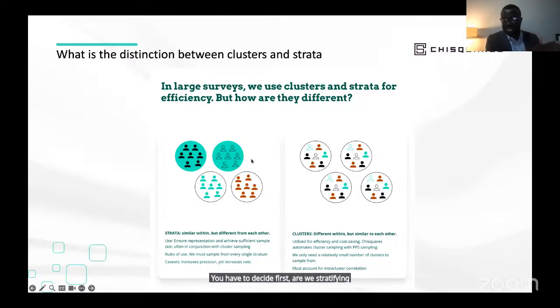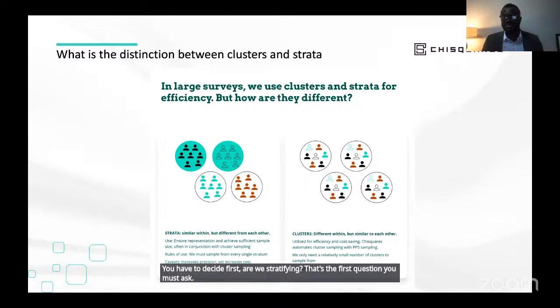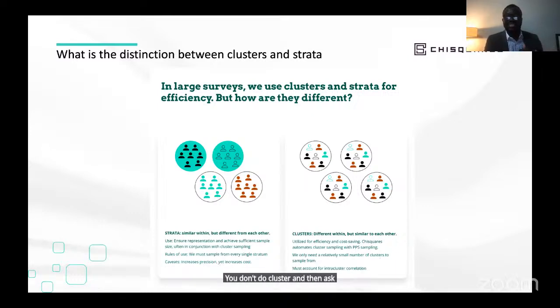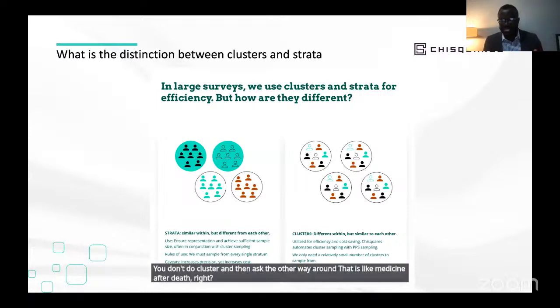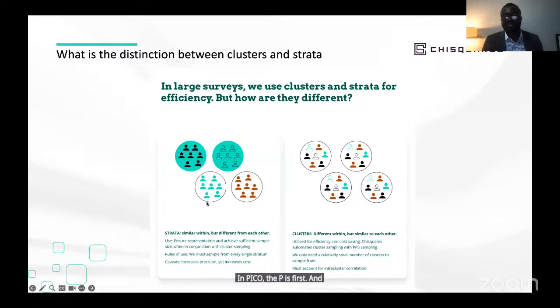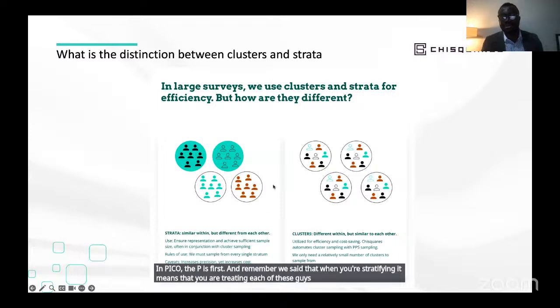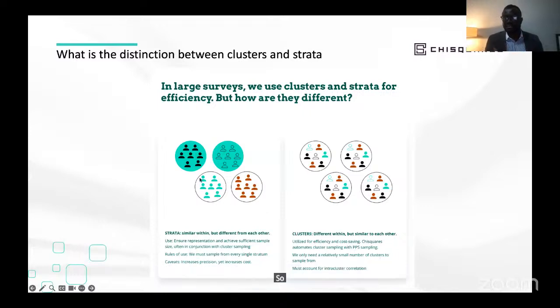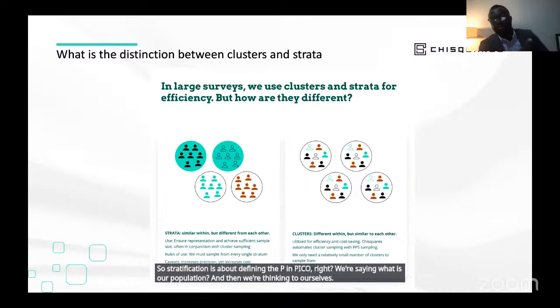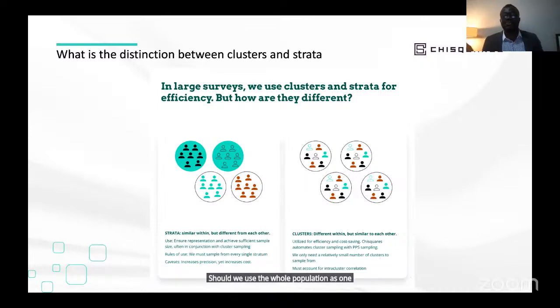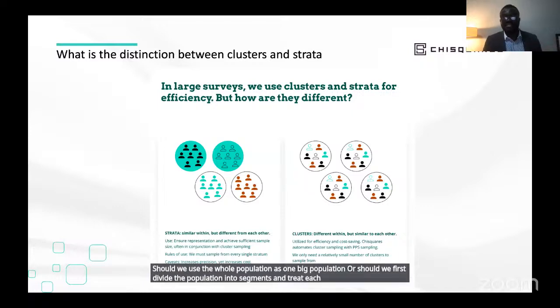That's the first question you must ask. You don't do cluster and then ask the other way around. That is like medicine after death, right? Remember, in PICO, the P is first. And remember, we said that when you're stratifying, it means that you are treating each of these guys as a different population. So stratification is about defining the P in PICO, right? We're saying, what is our population? And then we're thinking to ourselves, should we use the whole population as one big population, or should we first divide the population into segments and treat each of those segments as a different population?